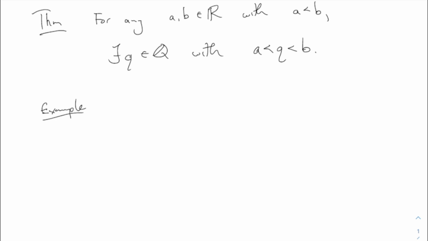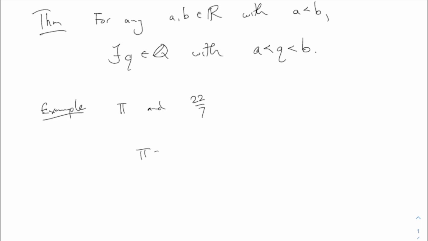This is really only interesting when the two real numbers you have in mind are very close together already. And it says no matter how close together they are to begin with, there's always a rational in between them. So let's consider, let's say, pi and 22 over 7. 22 over 7 is a rational number which is pretty close to pi, but not equal to pi.